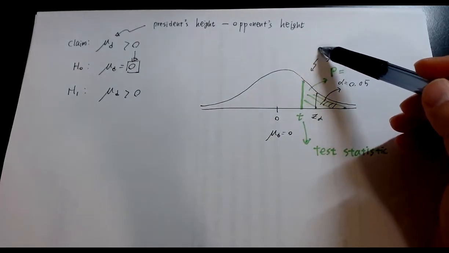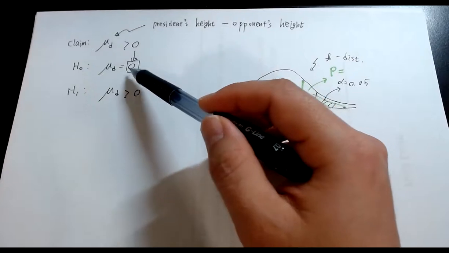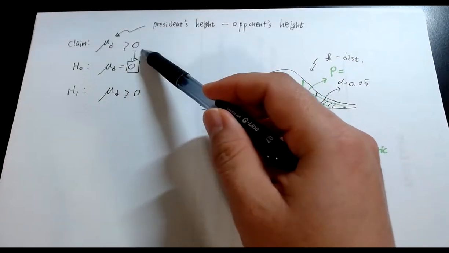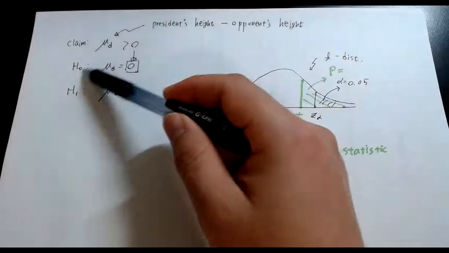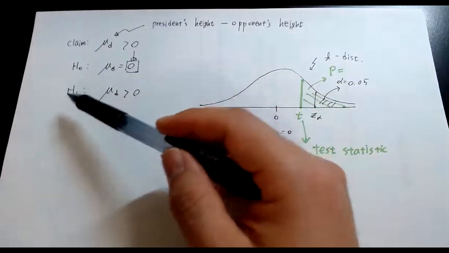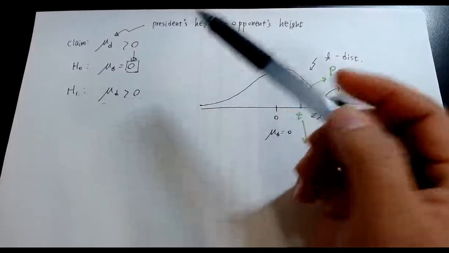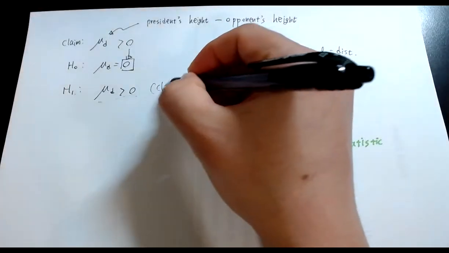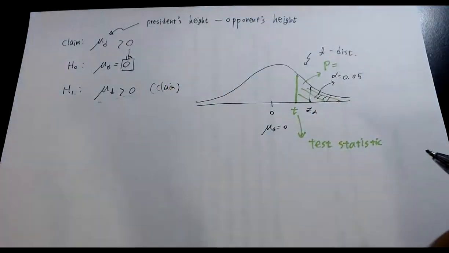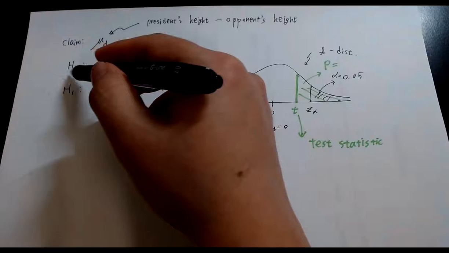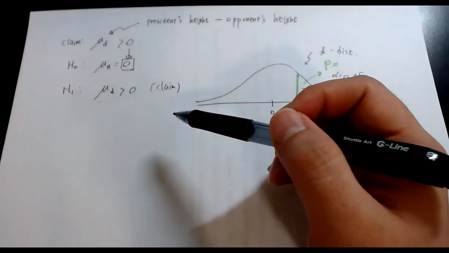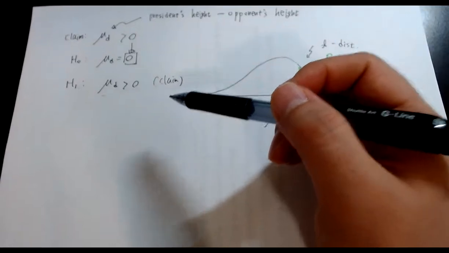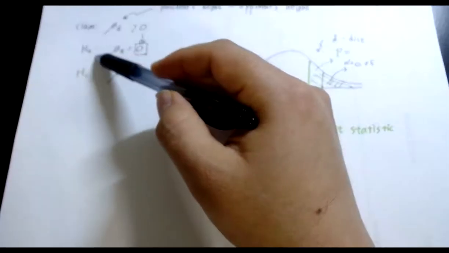given in the problem. The null hypothesis is going to be mu sub d equals 0. Keep in mind that number comes from the claim. Since one of the hypotheses should represent the claim, the alternative hypothesis must be this mu sub d greater than 0. So that's the claim right there. If we fail to reject H0, there is no sufficient evidence to support the claim. If we reject H0, then there is sufficient evidence to support the claim.